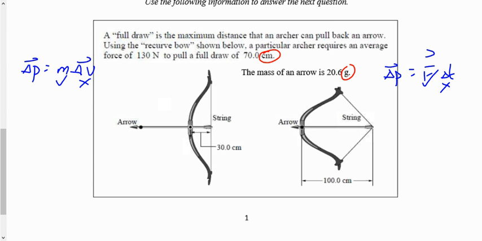I know what M is. It's 20.6 grams, although I got to convert that to kilograms. How do you find, well, VI is easy, right? VI is 0. How do you find VF?